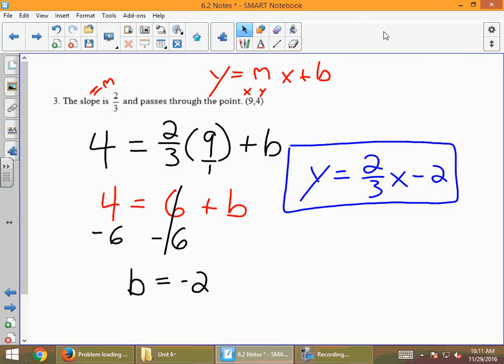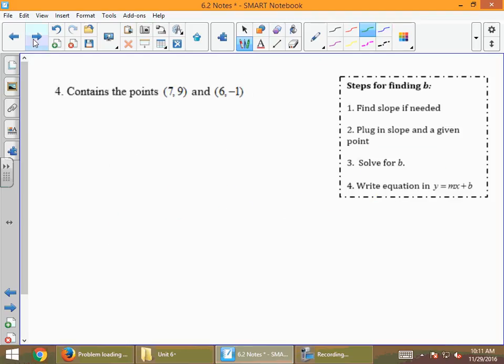Let's do one more very similar to this. This next problem, if you can do this next problem, you can do any of these problems. And the next thing is this. It has little steps over there, too, for finding B. So look what we have. Look what we have. 2, 7, 9, 6, -1.